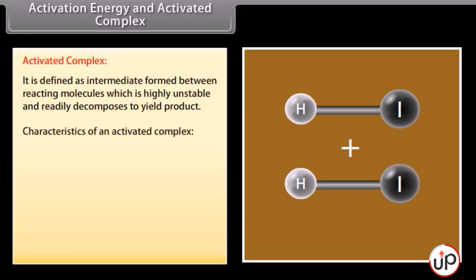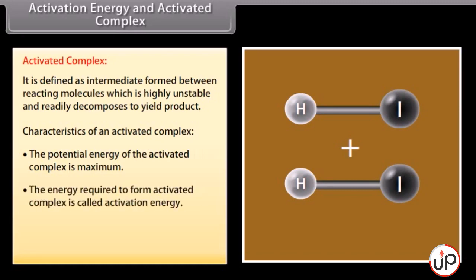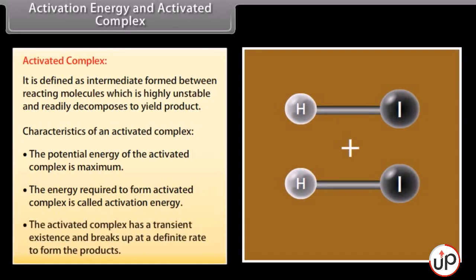Characteristics of an activated complex. The potential energy of the activated complex is maximum. The energy required to form the activated complex is called activation energy. The activated complex has a transient existence and breaks up at a definite rate to form the products.